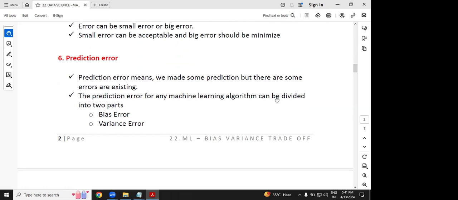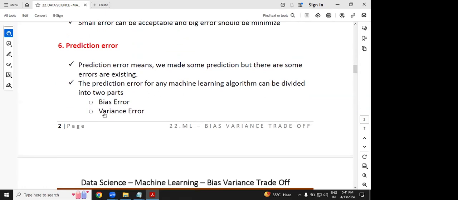Prediction errors for any machine learning algorithm can be divided into two types. The first one is bias error. The next one is variance error. When I say bias, there is low bias and what exactly? High bias. Okay, good.